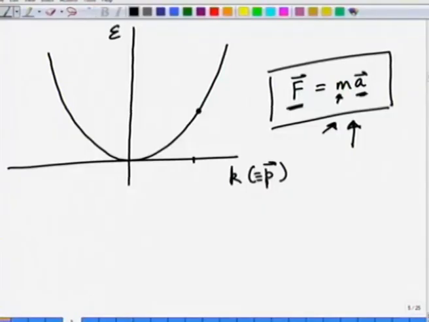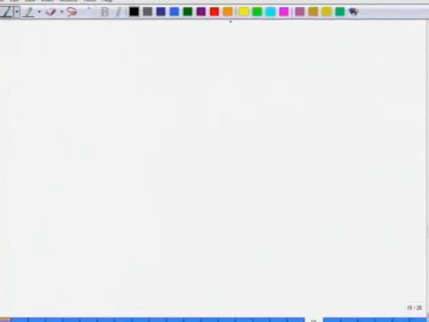So, in that context you can see that I can define a quantity called velocity, which simply is the slope of E versus k diagram. Of course, the 1 by h bar factor is also there. So, we can take the slope of the E versus k diagram and define the velocity. So, let us do that. Let us plot this diagram out first. As we go along, let us keep plotting it.